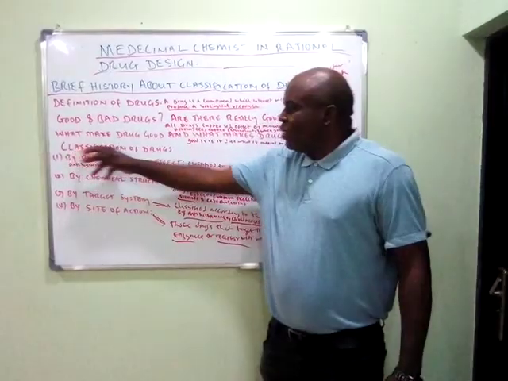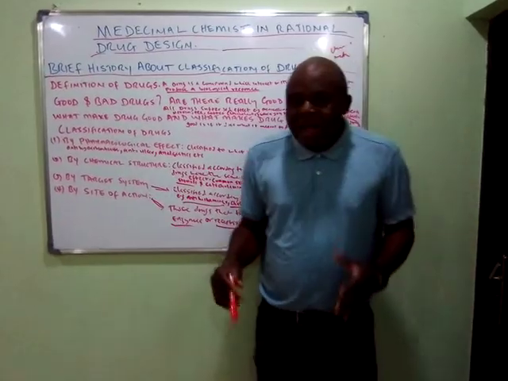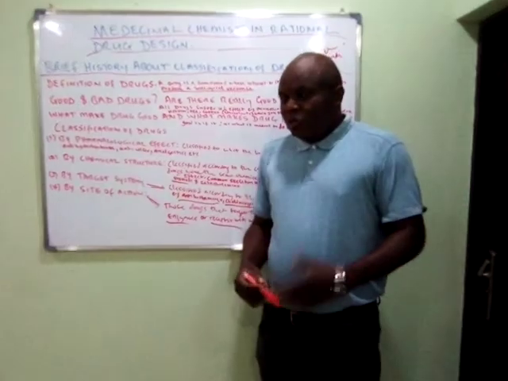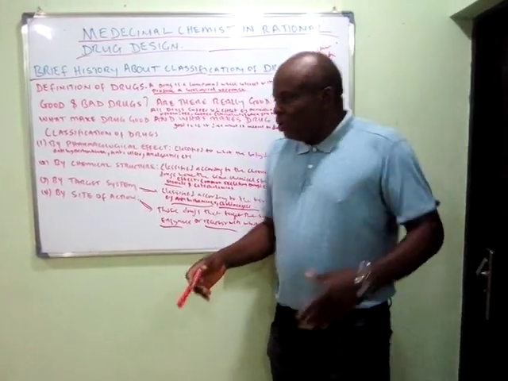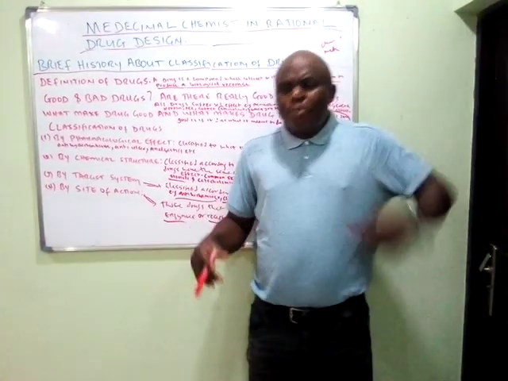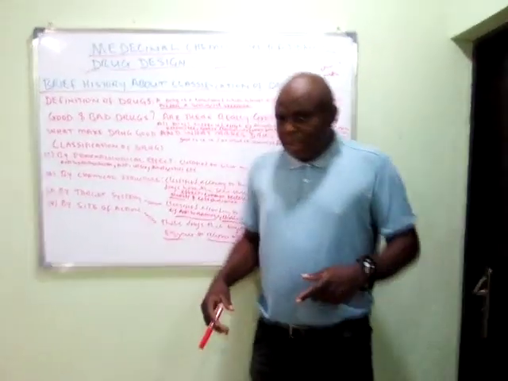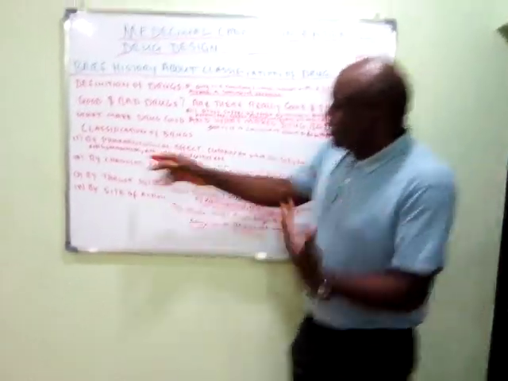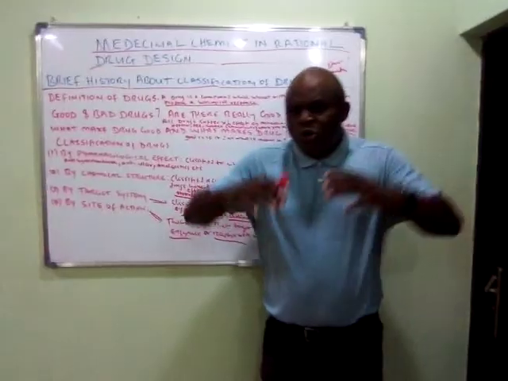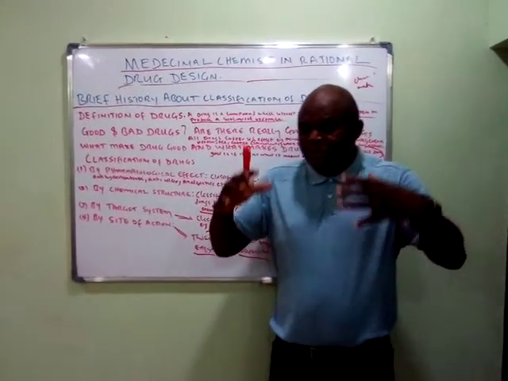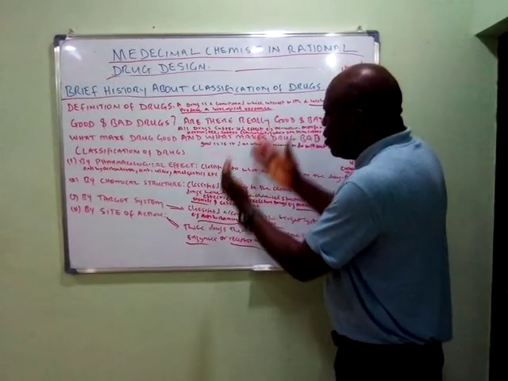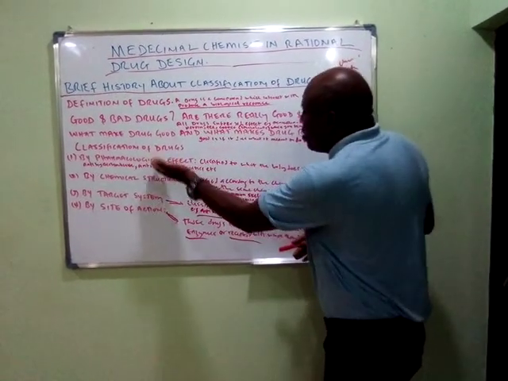So we come to classification of drugs. How are drugs classified? That's why I said to you, pharmacology is what the body does to the drug. Now, drugs are classified according to pharmacological effects of drugs. There are some drugs which are grouped together and classified according to their pharmacological effect. So we're looking at different classes or classification of drugs under pharmacological effects.